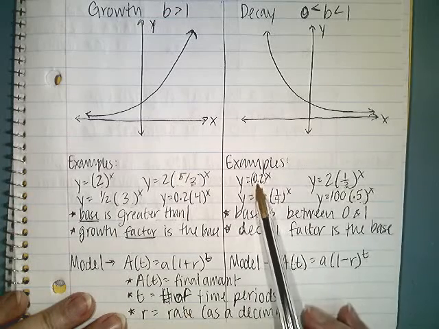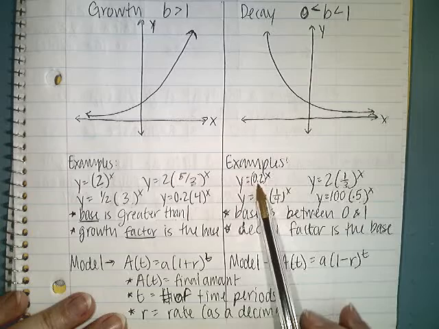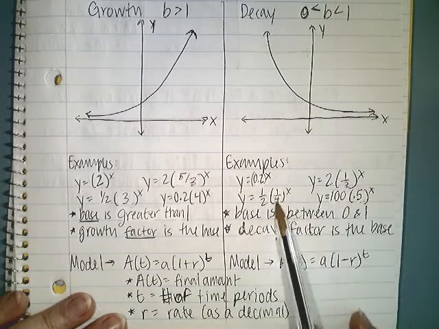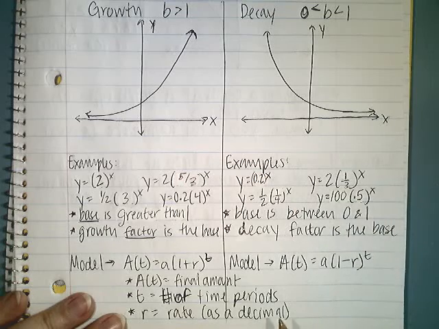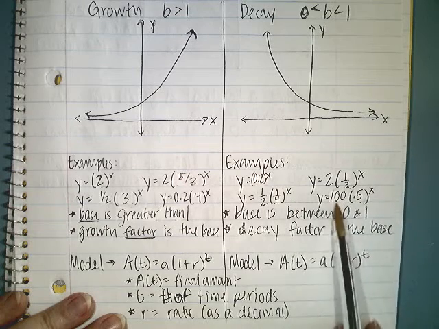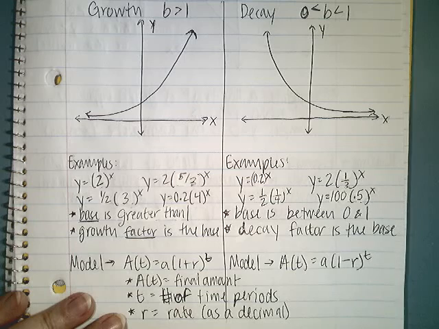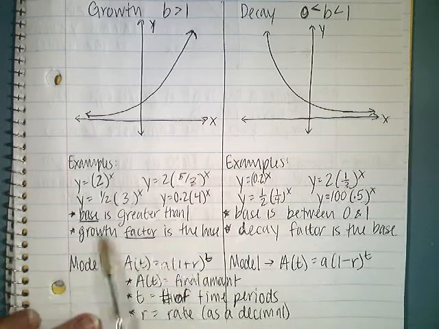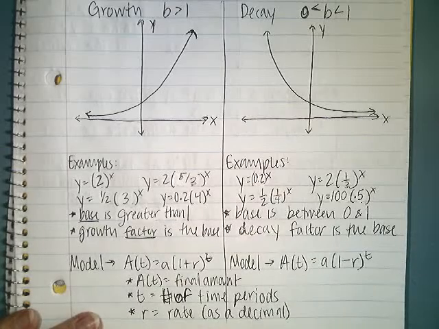The same is true with decay. So 0.2 to the x, that's between 0 and 1. That's going to be decay. 1/3, again, between 0 and 1, decay. 1/4, decay. 0.5, decay. Again, it doesn't matter if the a value is greater than 1. It's only the base value that you're looking at. So again, base needs to be greater than 1 for growth, or between 0 and 1 for decay.